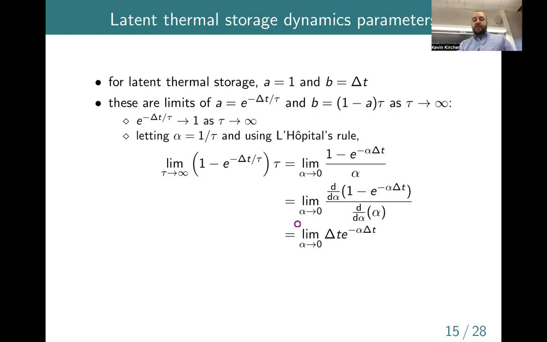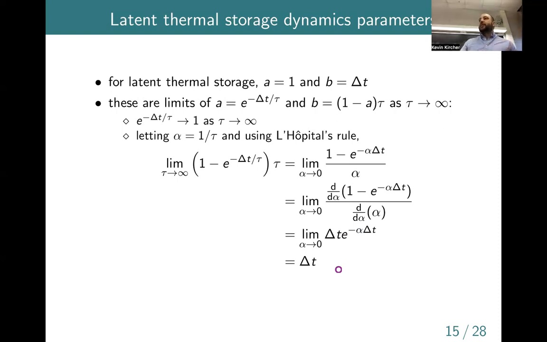And now the delta t can factor out, and we're just left with this limit again, which is, not quite the same, but it's similar to the limit that we had up there. So now alpha goes to 0, and e to the 0 is 1, and so we just get delta t.